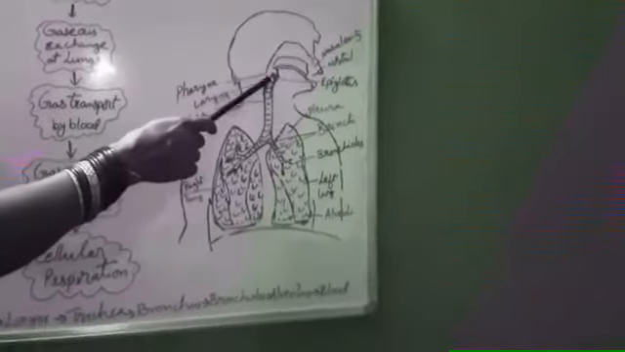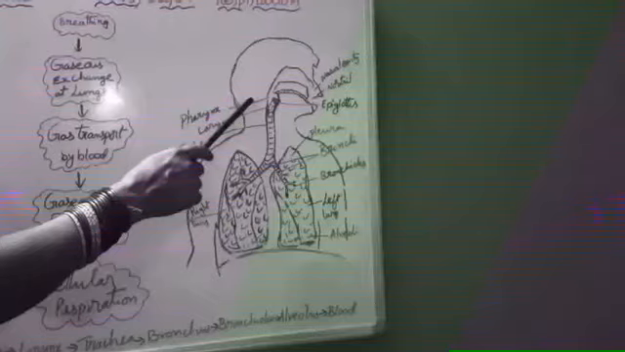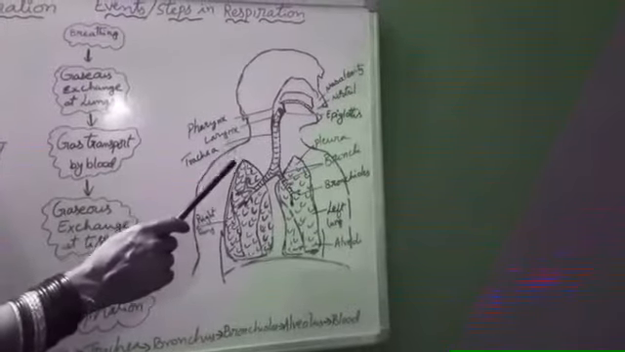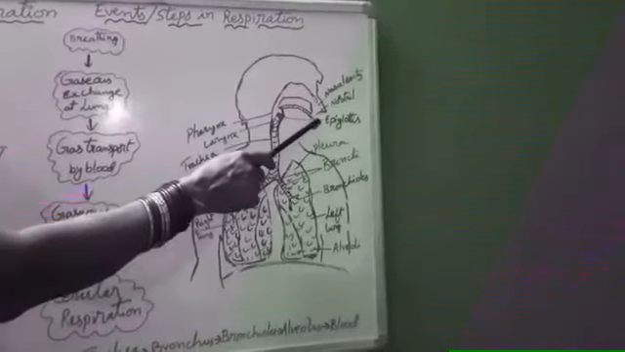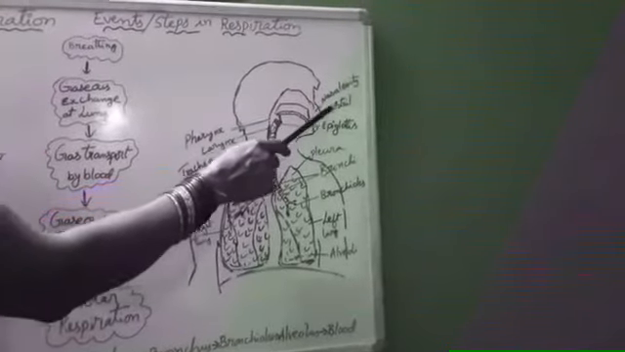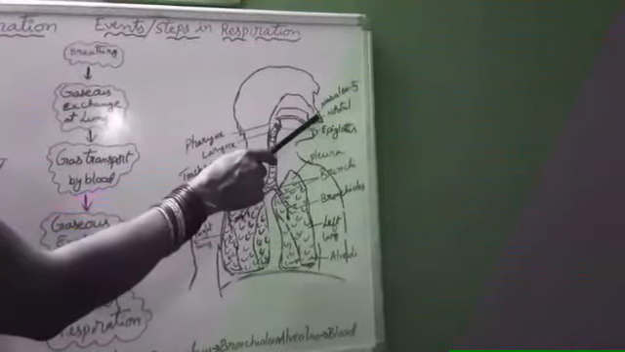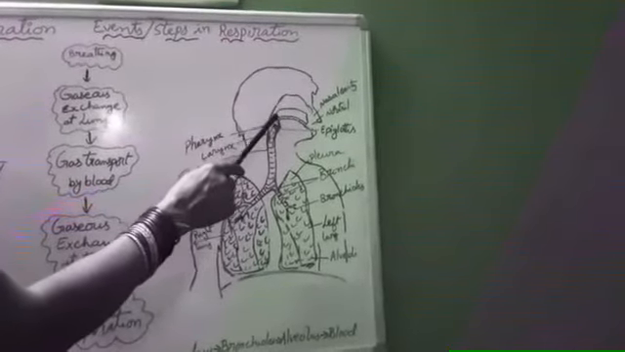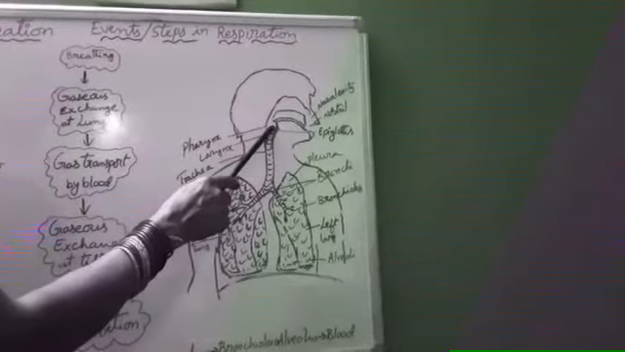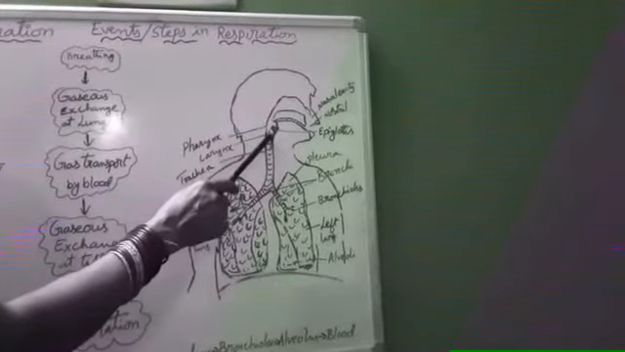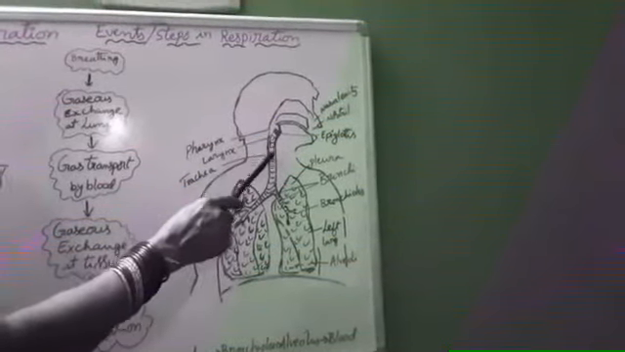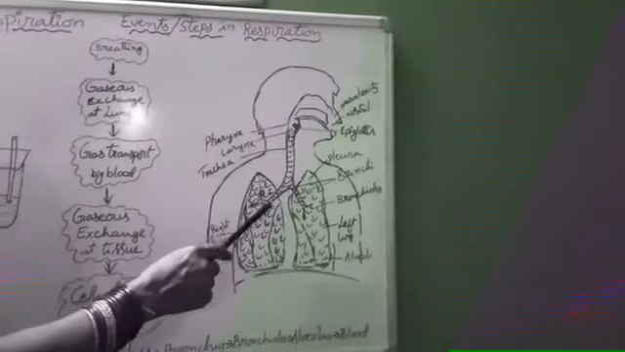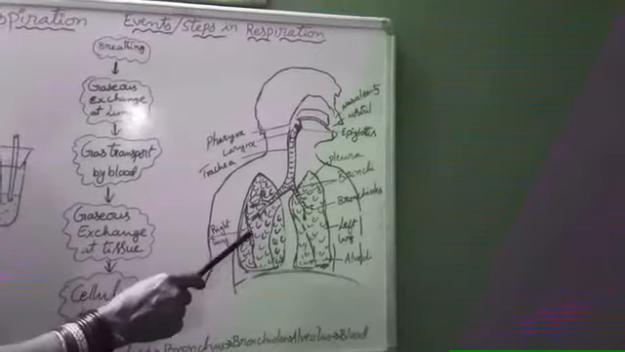Respiration comprises two main steps. One is inhalation or inspiration. The second is called exhalation or expiration. At the time of inhalation or inspiration, air enters into our nostrils and into the nasal cavity. Then through the internal nares, it enters into the pharynx. After the pharynx the air rushes into the larynx, then it enters into the trachea, then into the bronchi and then into the lungs.